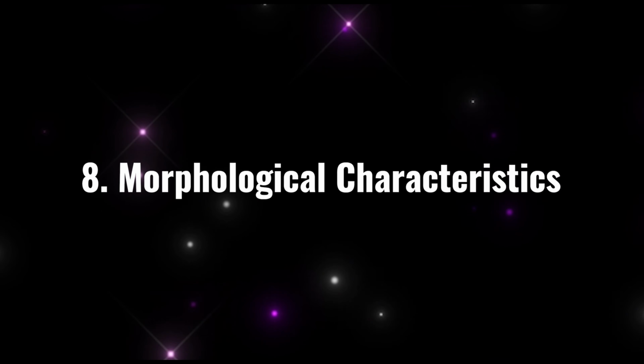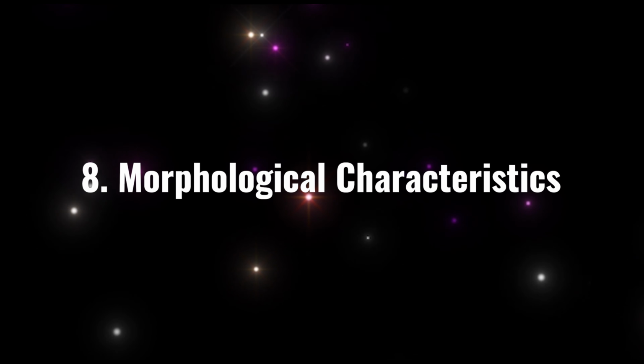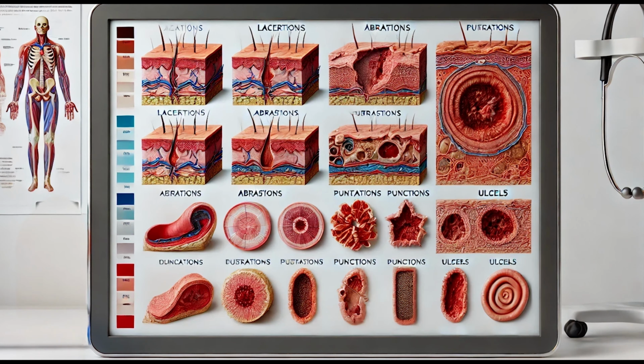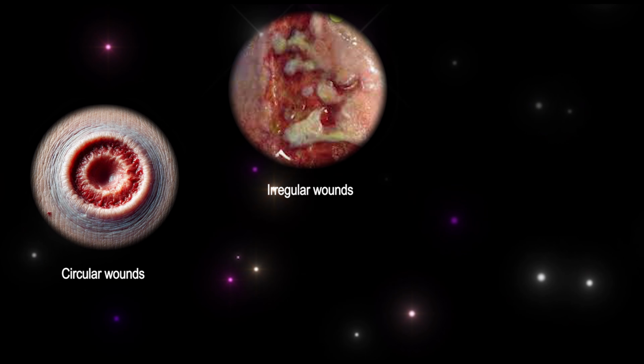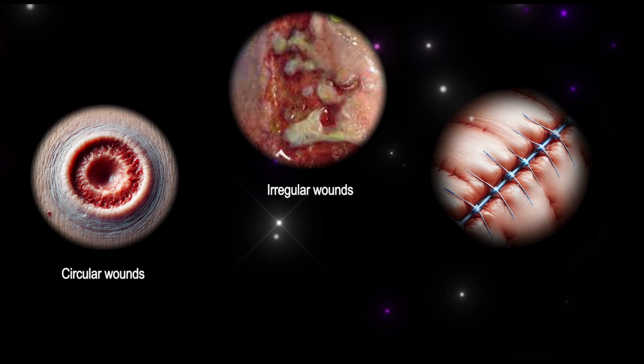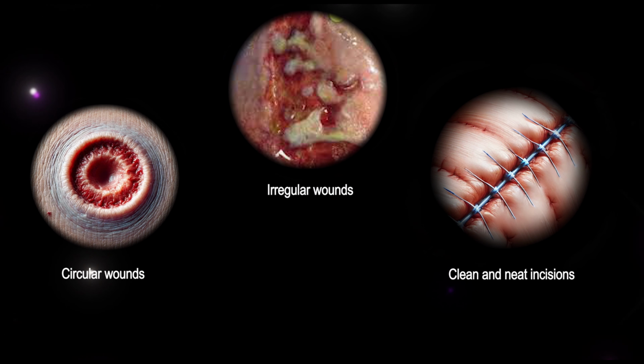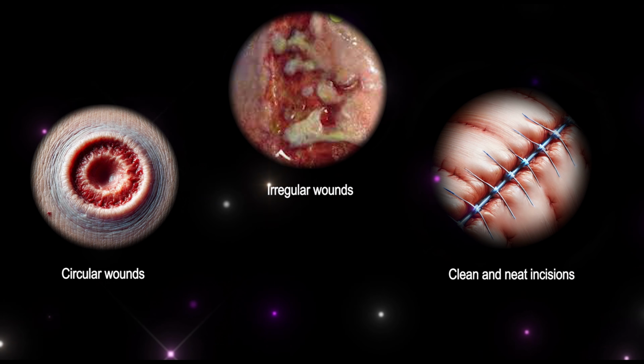Morphological characteristics. Finally, wounds are categorized by their shape, size, and appearance, such as circular or oval wounds, irregular wounds with jagged edges, clean and neat incisions from surgeries.